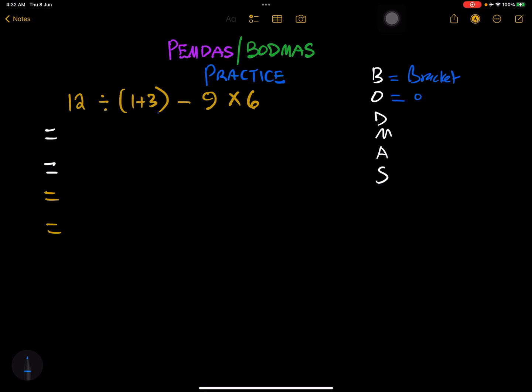The O there is "of." Of is the same as multiplication, sort of. And then this one is division. This one is multiplication. That is addition. And that is subtraction. So if you look at this problem here, there's a bracket.